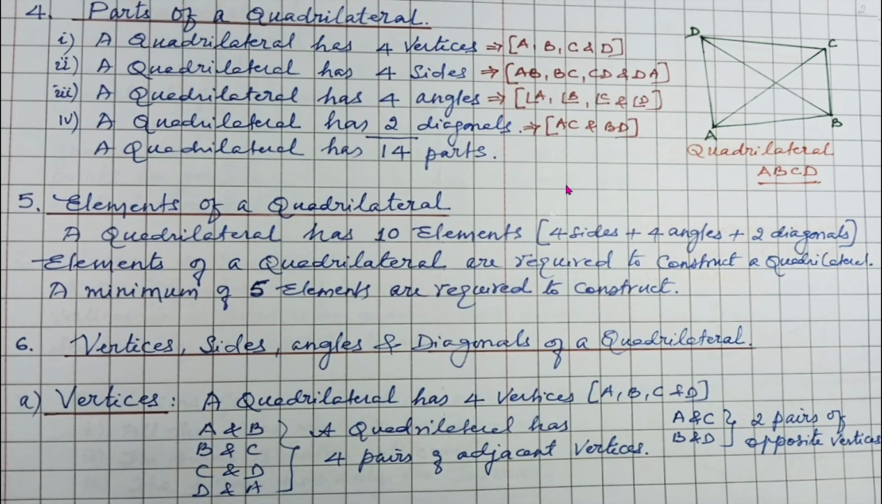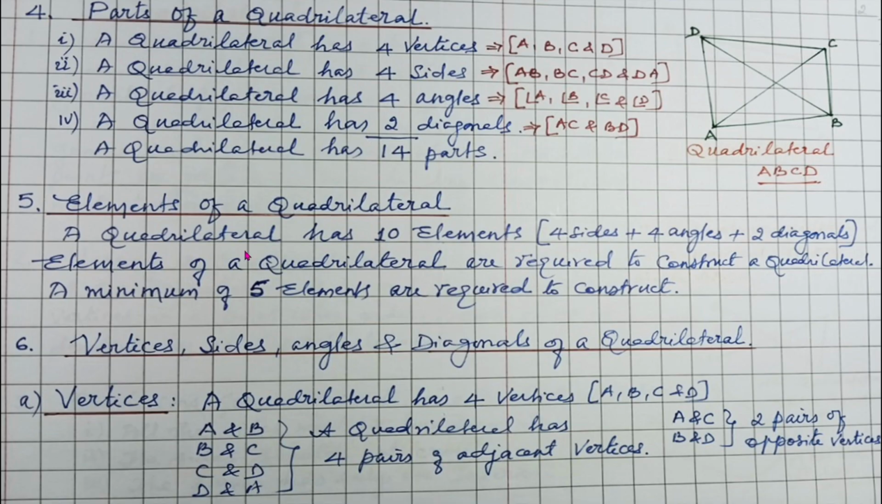A quadrilateral has four vertices, A, B, C, D. It has four sides, AB, BC, CD, DA. It has four angles, angle A, angle B, angle C, angle D, and it has two diagonals, AC and BD. In all, a quadrilateral has 14 parts. 4 plus 4 plus 4 plus 2 is 14 parts.